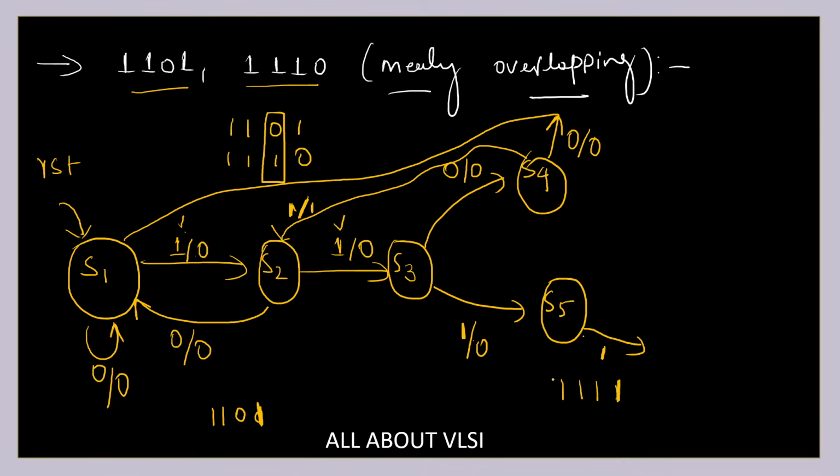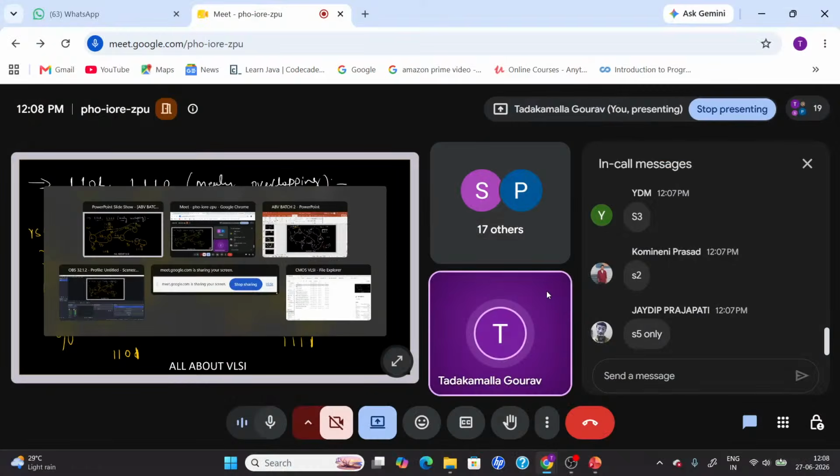No, no, no. Triple one. 1 1 1. Triple one is present in S5 only now. So you're going to stay in the S5 state itself, and your output will be 0 only. You can see triple one in S5 only now. So that's the reason you're going to stay in S5.